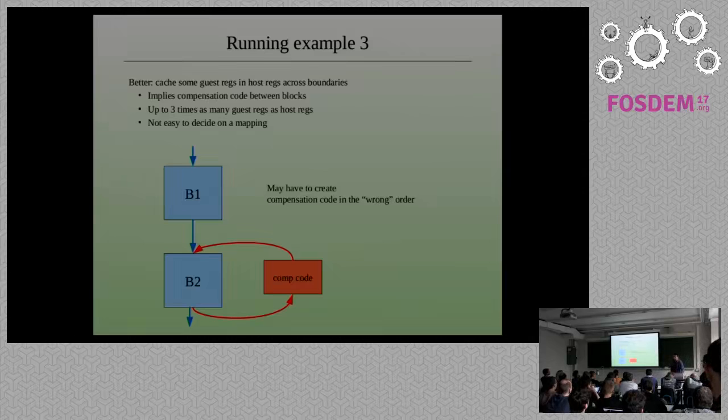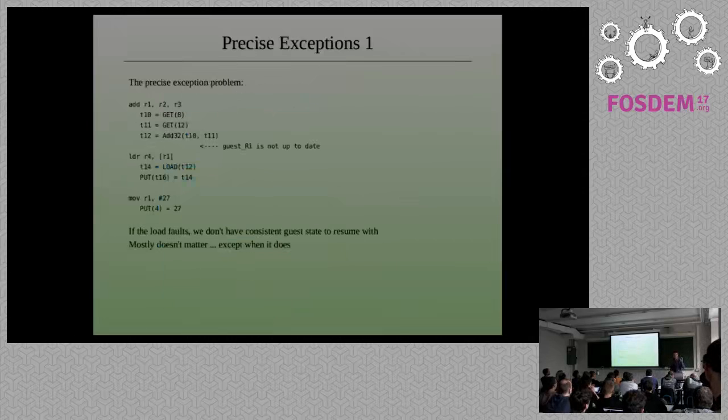So I wanted to talk about a different problem, which is kind of important as well. It's the precise exceptions problem. So if we return to our little running example, originally here was a put IR statement which wrote the value of R1 back into the guest state. And we've removed that because we see that we're writing R1 further down, and so this put is going to overwrite the value. So, well, that sounds good, right?